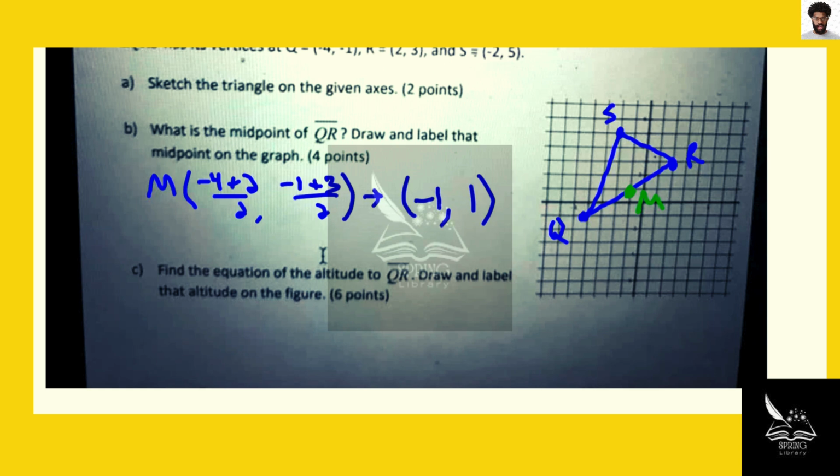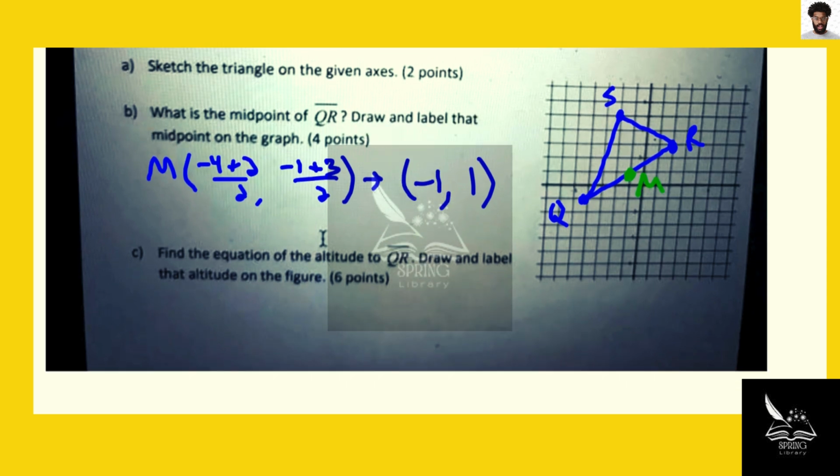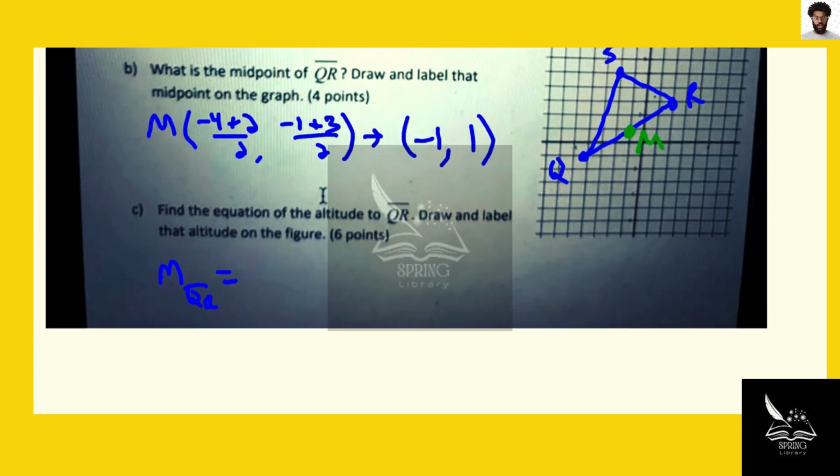The equation of the altitude to QR. Well, QR's slope, so the slope of QR is found by y2 minus y1, again using points Q and R. We could say it's 3 minus -1 over x2 minus x1, 2 minus -4. So that's 3 plus 1 over 2 plus 4, or 2/3.